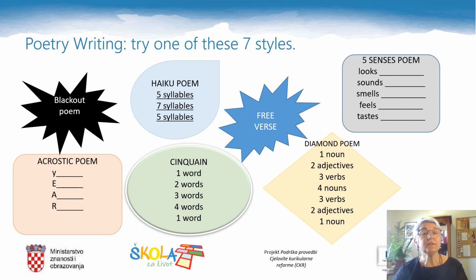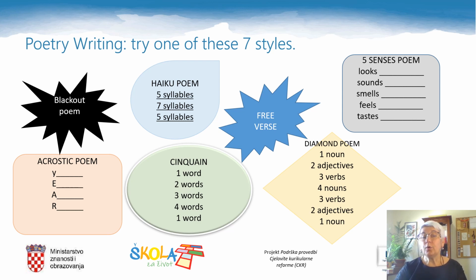Have you tried writing poetry? On this slide you will find 7 different styles, 7 different ways that you can use to write poetry. I hope you have already tried some of them. Like, for example, a blackout poem. You take a piece of writing in English and you black out and leave only some words which form your new poem. And you can draw or paint an illustration. You can turn that page into an illustration too.